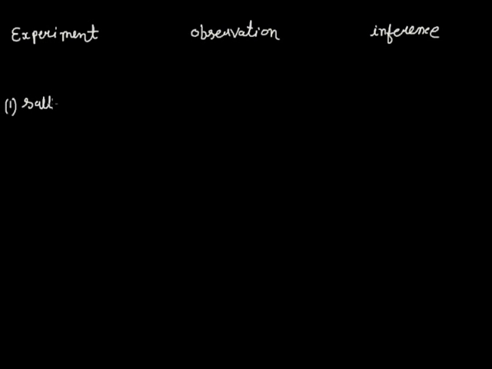Like the other group radicals, we again start from the zero group. First we draw a table with columns: experiment, observation, and inference. Starting from the zero group, we take a small amount of salt and add sodium hydroxide solution to it. The observation is no ammoniacal smell. So this indicates that the zero group is absent.